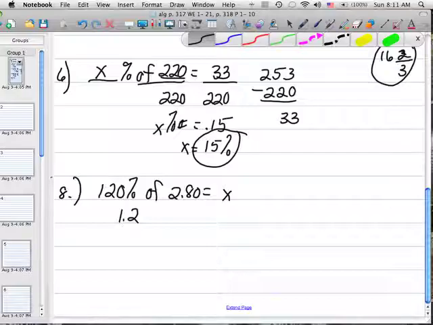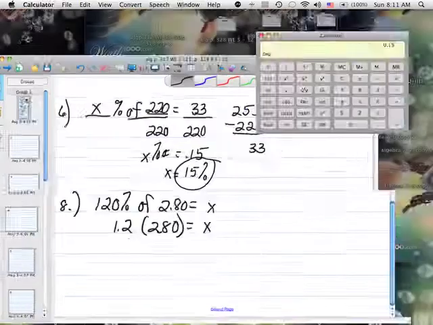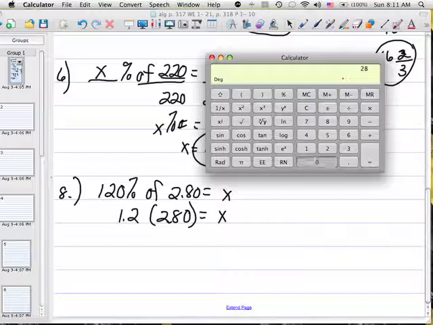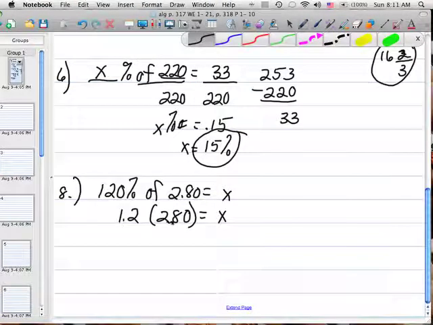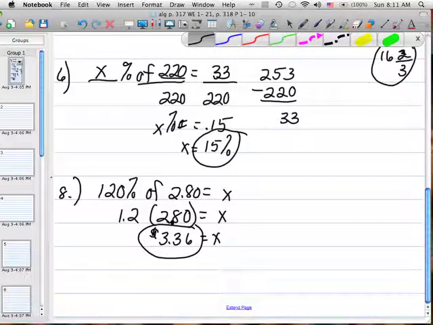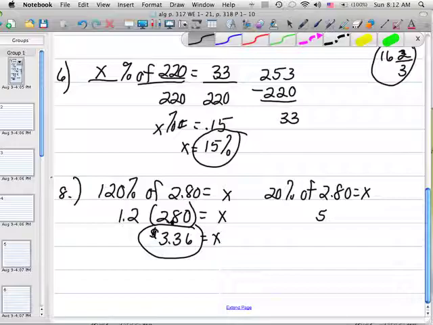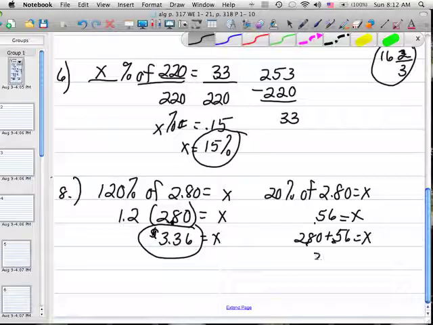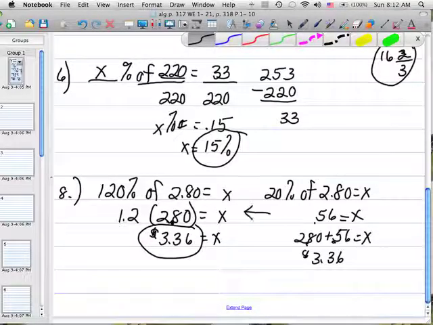So if I take 1.2, changing 120% to a decimal, and times it by 280, I'll get my new price, which is $3.36. And that's a lot faster than taking 20% of 280, which comes out $0.56, and then adding it to the 280. So I want you to do it this way here.